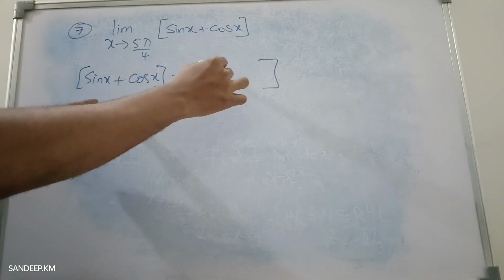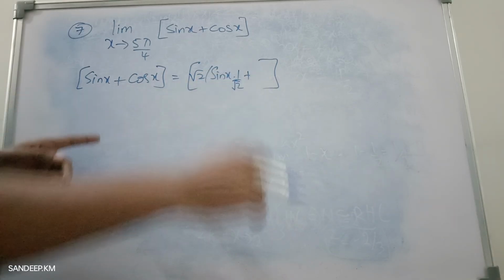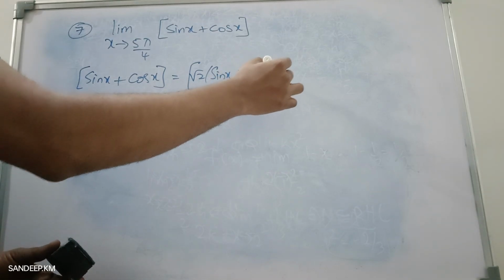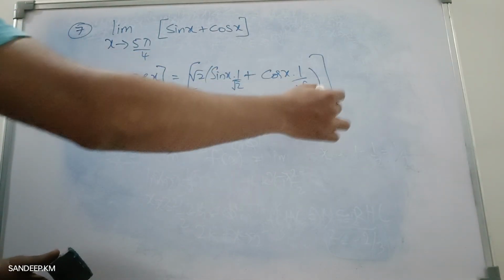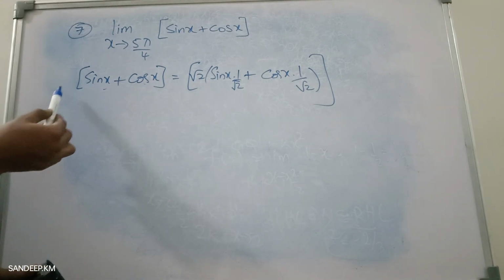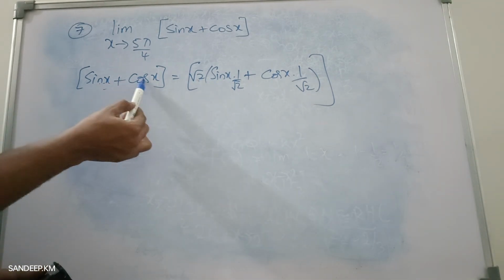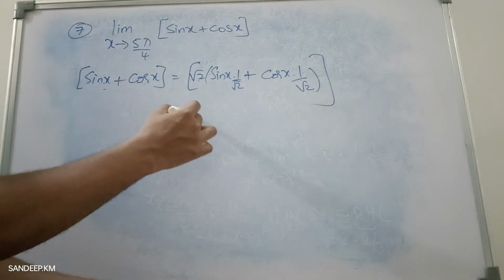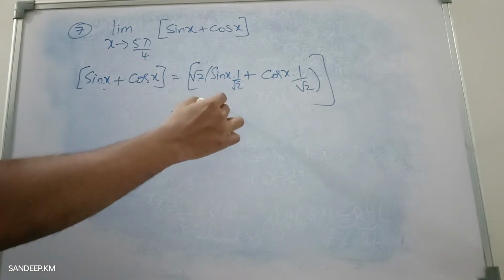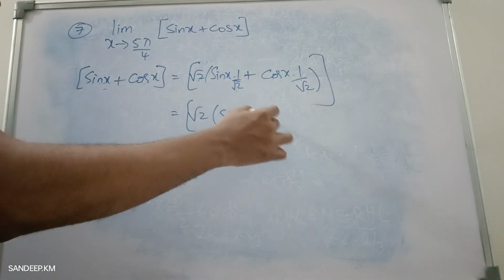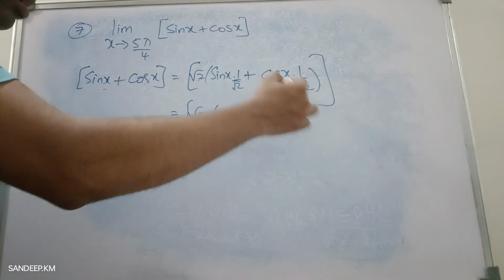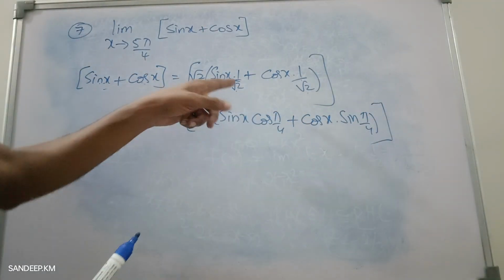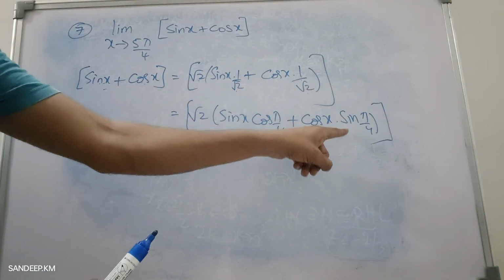So sin x is as it is into 1 by root 2 plus, similarly, cos x is as it is into 1 by root 2. See, in these two terms, if I take root 2 outside, root 2 common, since here and here we do not have root 2, in the denominator we get root 2. Okay? And this is equal to root 2 into sin x, and I can write it as cos pi by 4, that means cos 45 degrees, plus cos x into 1 by root 2 is sin pi by 4. So this 1 by root 2 is written as cos pi by 4, and this 1 by root 2 is written as sin pi by 4.